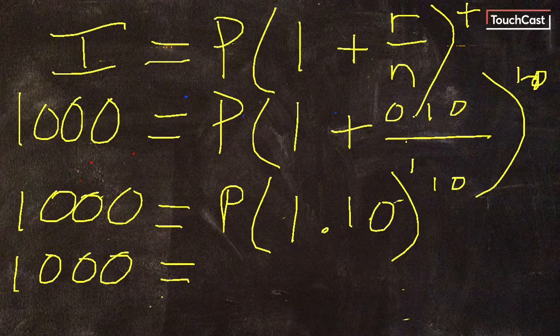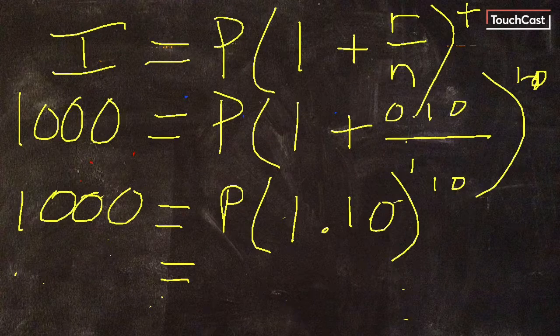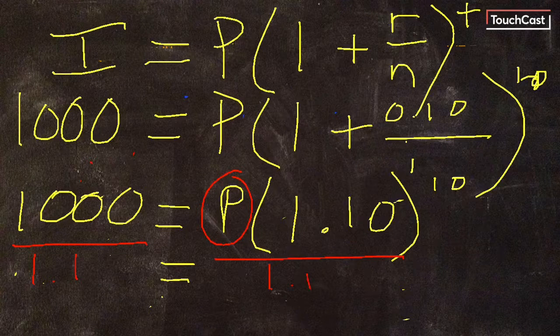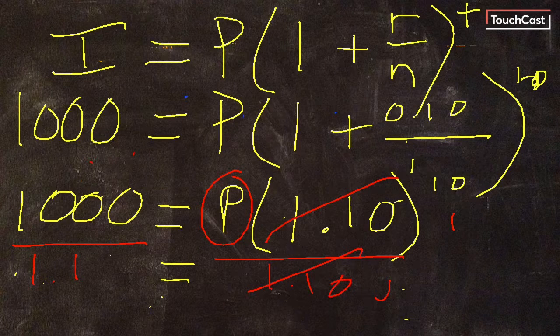Actually, let's do it like this, because I'm going to run out of room. Okay, so now I have 1,000 equals P times 1.1 to the power of 10. P is what I don't know. So P is what I'm trying to solve for. So just like I did with the other equation, I'm going to divide both sides of the equation by 1.1 to the power of 10. This is going to leave me with just P on this side. And then 1,000 divided by 1.1 to the power of 10 is $909.